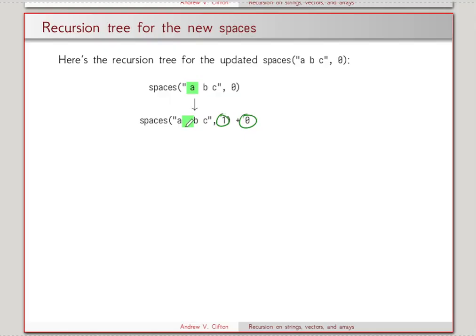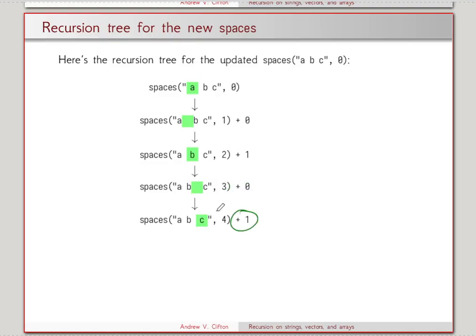Only i changes. So now we're looking at the space that is there. That's a space, so in the next step down, we're going to add a 1. Now i is 2, so we're looking at b. b is not a space, so we're going to add a 0. Now i is 3, so we're looking at the space there. That is a space, so we're going to add a 1.